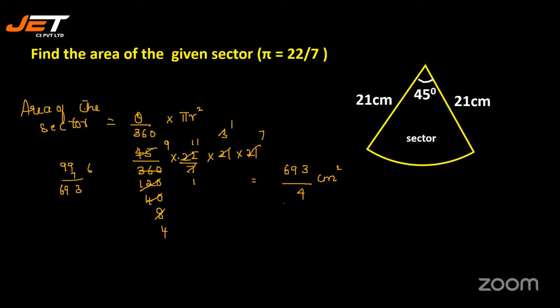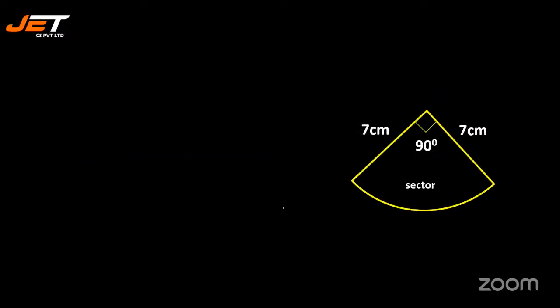So it is 693 by 4, right? 693 by 4. Yes, students, you have given me the right answer. Good. And those who haven't worked it out, please work it out. Yes, let's move on to the next question.